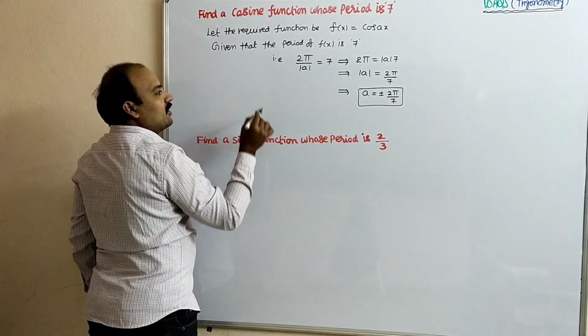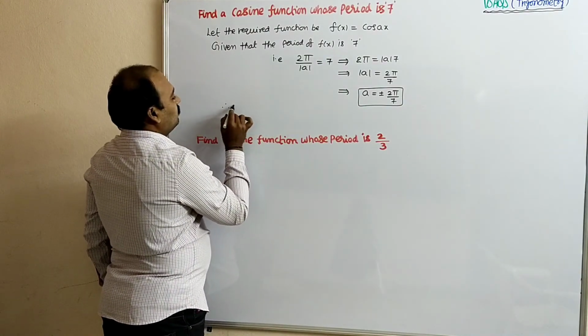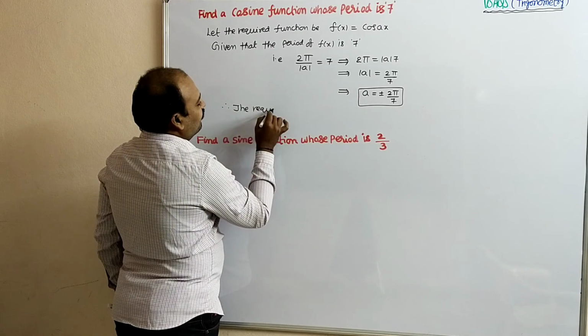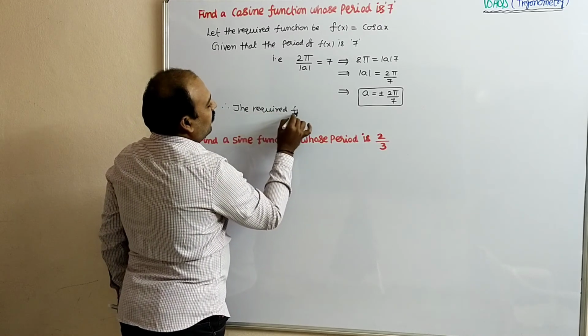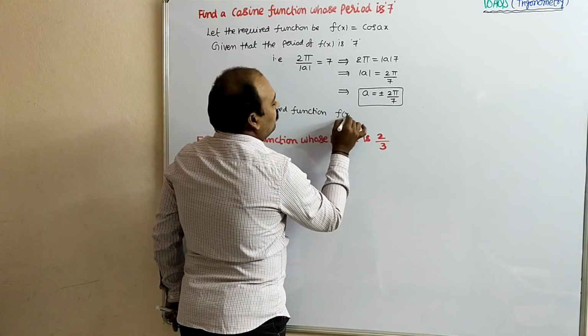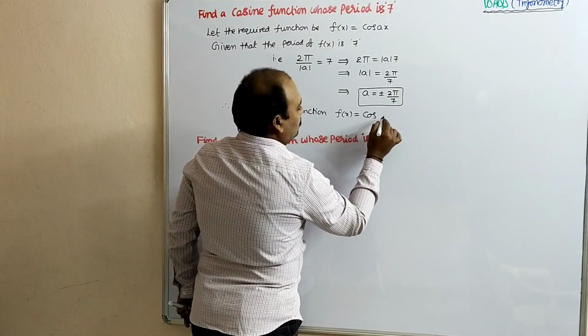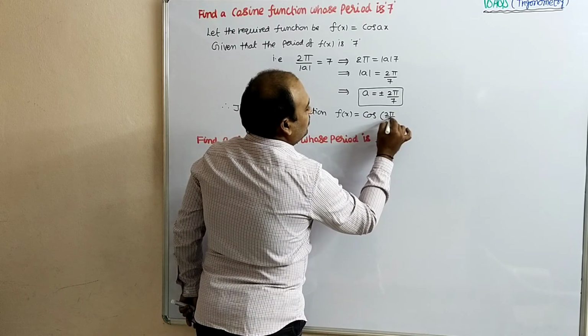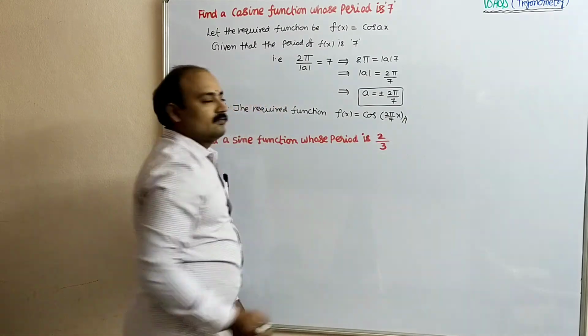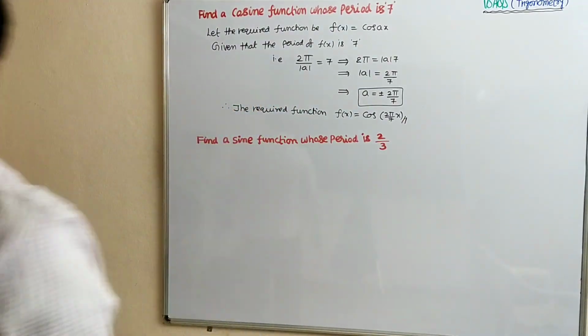So therefore the required function f of x equal to cos 2 pi by 7 x. We'll move to the next question.